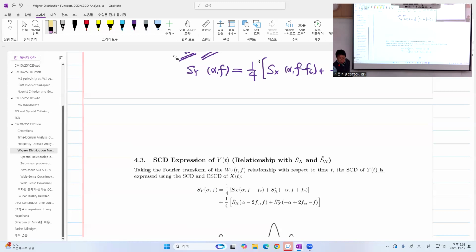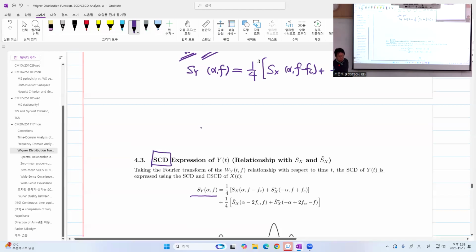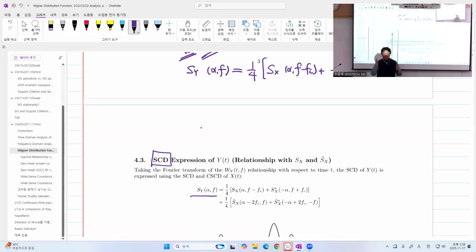By the way, this is called the spectral correlation density, SCD. And if we deal with a complex valued random process, we can define a similar thing in terms of complementary Wigner distribution function. In that case, that is called complementary spectral correlation density. But since y is real, we are not talking about complementary SCD.